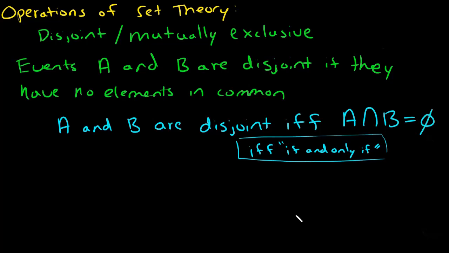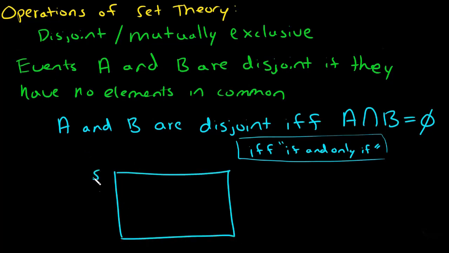So the way you would draw this, say you had a sample space. Here's A, B, and B cannot overlap A. There are no elements that belong to both A and B. That's what it means to be disjoint.